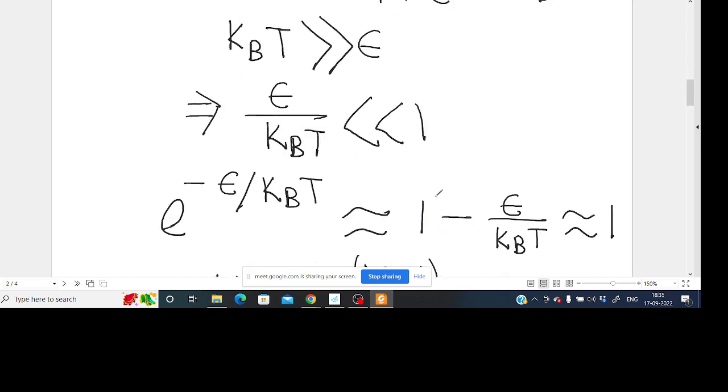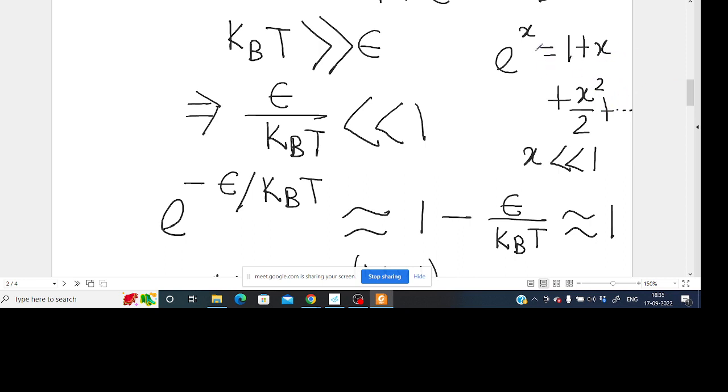Now you all know about Taylor series expansion. e to the power x is equal to 1 plus x plus x square by 2 plus higher order terms, and in the limit x much smaller than 1 we will neglect the higher order terms, and we restrict ourselves to 1 plus x.